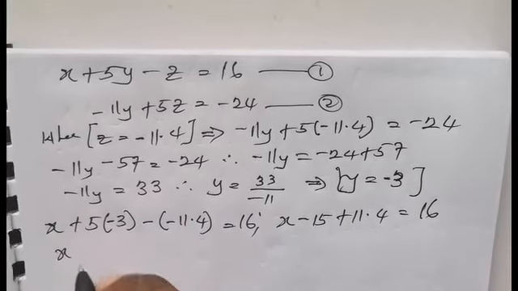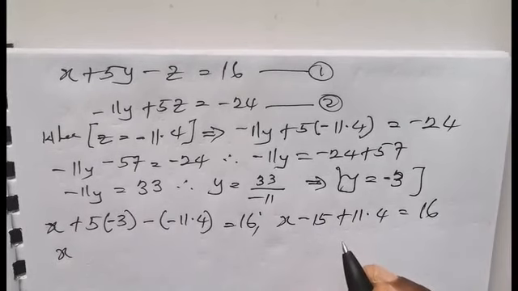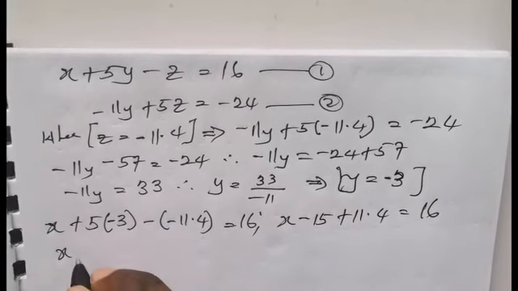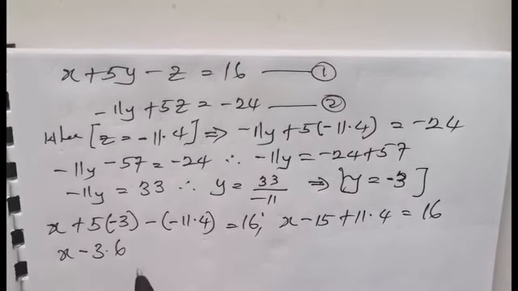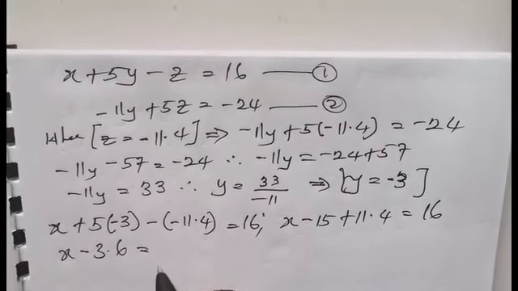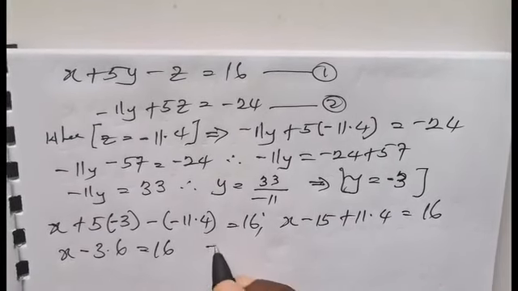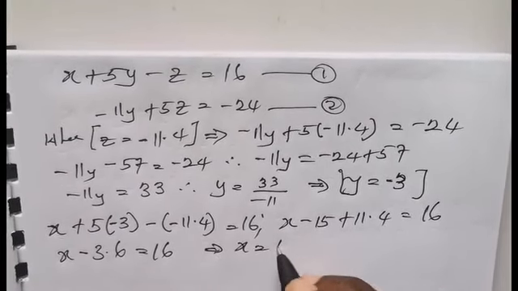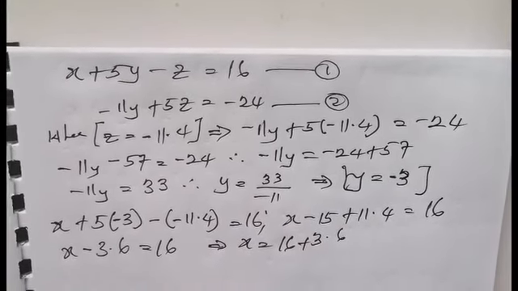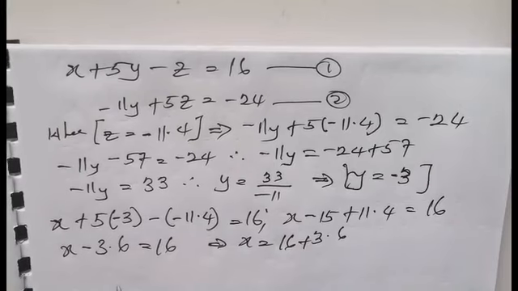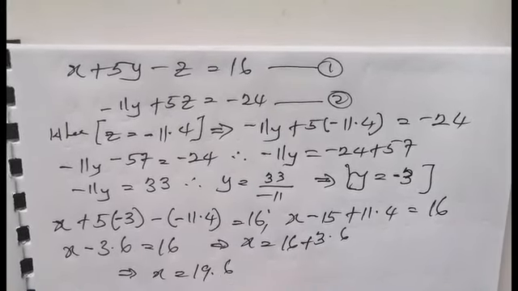All right, so x, now we obtain negative 15 plus 11.4. That simply gives us negative 3.6, and this is equal to 16. Simply send negative 3.6 over here. This implies that x equals 16 plus 3.6. So this simply implies that x is actually 19.6.